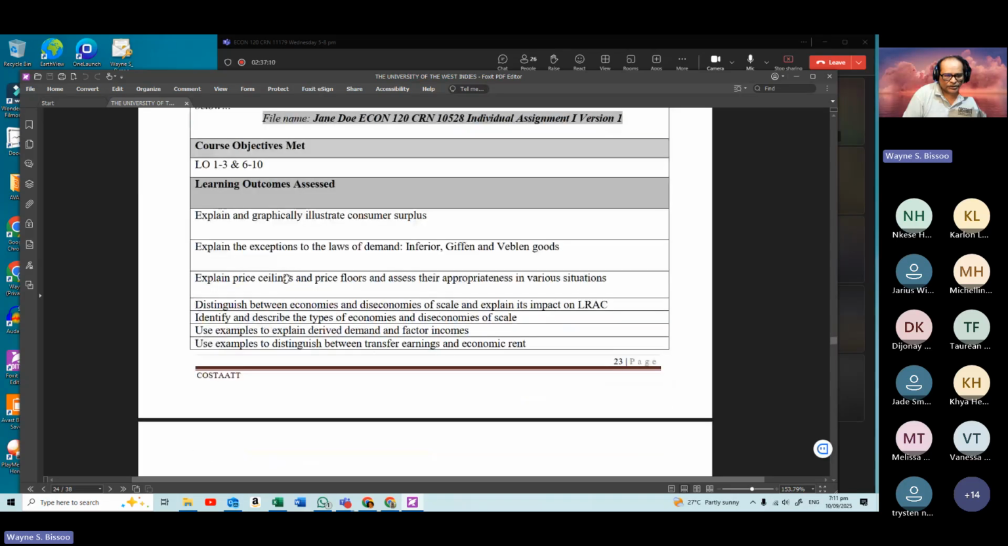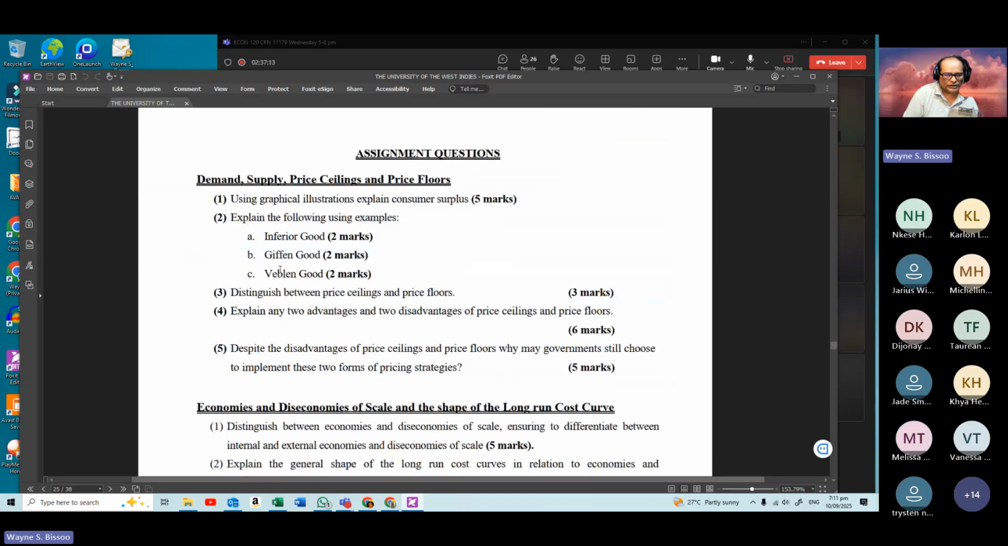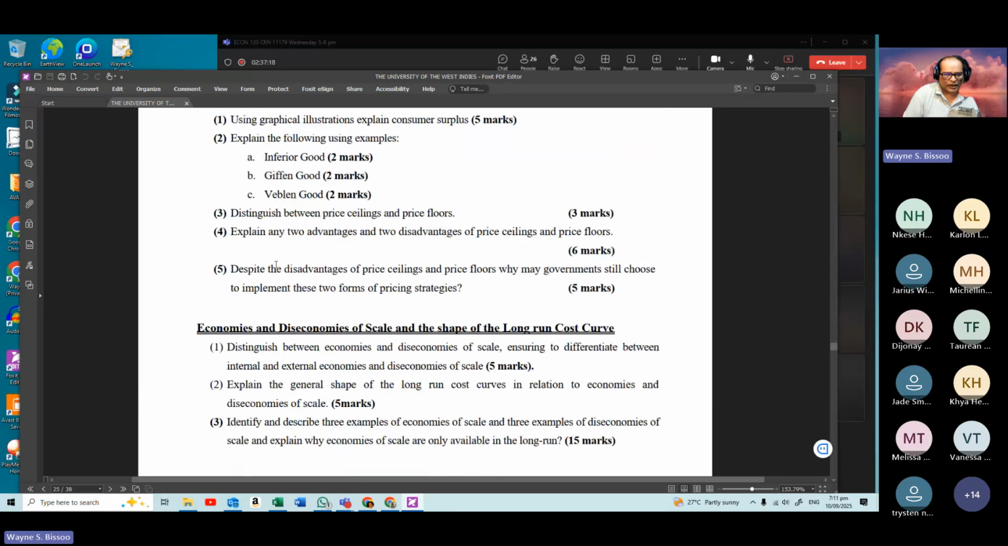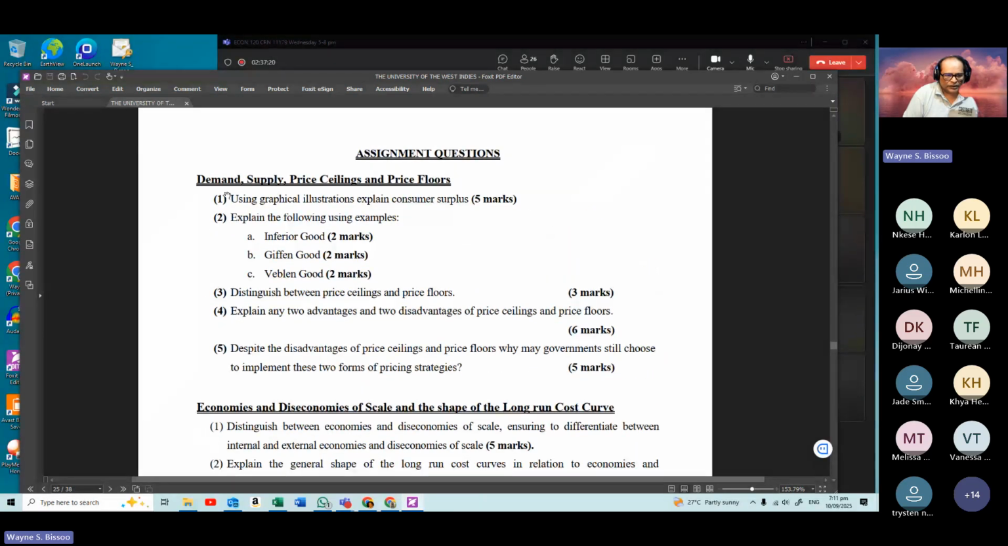Let's look at the questions. You'll notice that there are 3 key sections of the assignment. Question 1 here is using graphical illustrations to explain consumer surplus. That was the one that was extracted and put into the forum discussion. So there, I expect that you will take your response from the forum discussion and put it back here. Let me warn you all about it: do not post your forum discussions into the Turnitin.